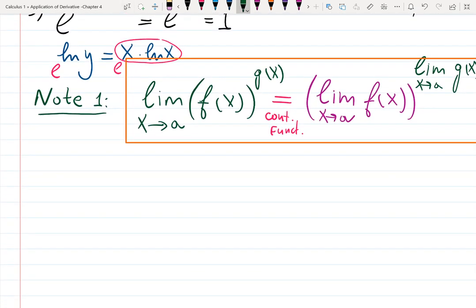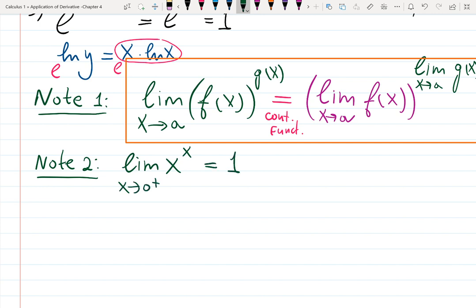Note 2. We just found that the limit of this function x to the x when x approaches 0 plus is 1. Did you understand that if the inside piece is faster, the result will be 0? But the piece on the top here was faster. And that's why everything at some point became like 5 to the 0, or 10 to the 0, and so on. Those are all 1s. So that's an interesting idea.